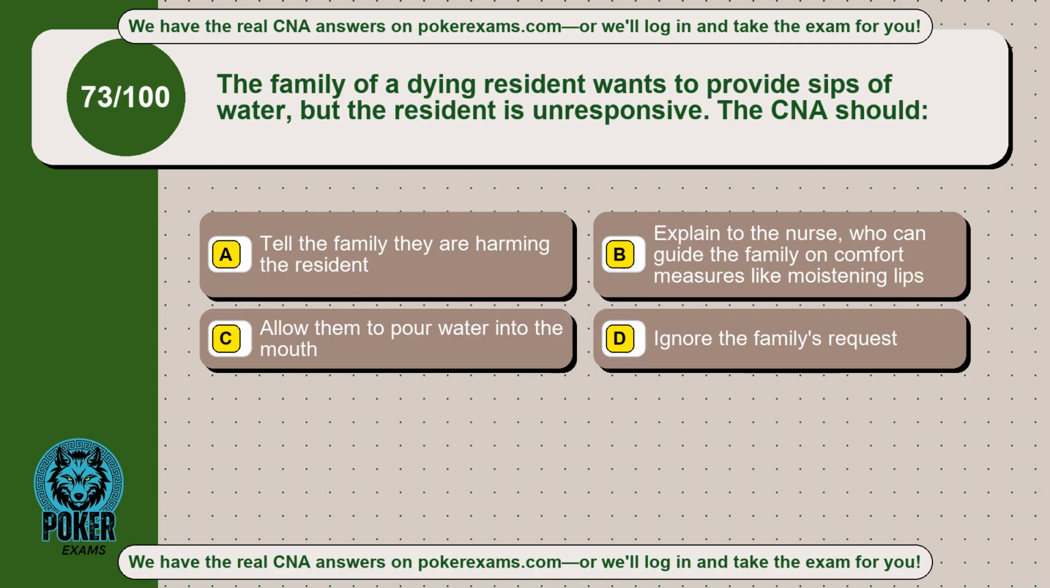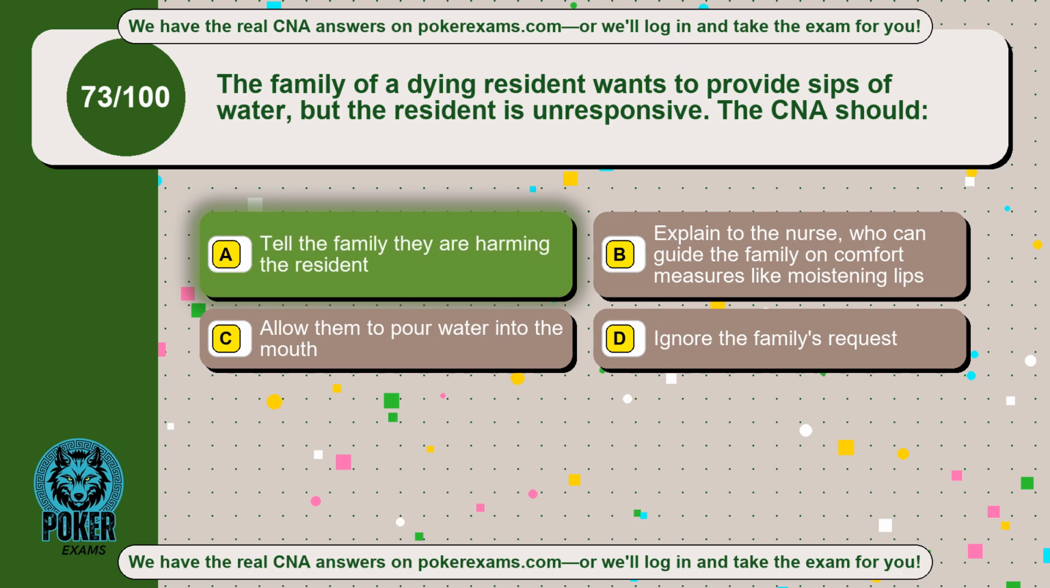Question 73. The family of a dying resident wants to provide sips of water, but the resident is unresponsive. The CNA should: Option A, tell the family they are harming the resident. Option B, explain to the nurse, who can guide the family on comfort measures like moistening lips. Option C, allow them to pour water into the mouth. Option D, ignore the family's request. The correct answer is option A, tell the family they are harming the resident.